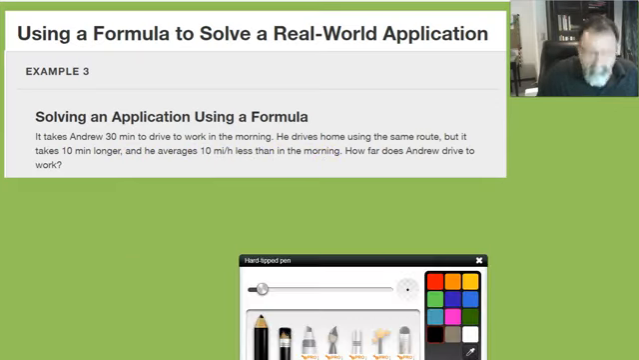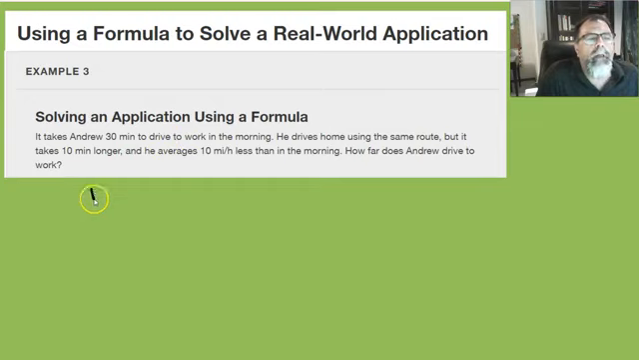All right, so the formula we're going to need for this one is, this is a distance problem, right? We're driving to work. So we have distance equals rate times time. Let's identify what we know here. It takes Andrew 30 minutes driving to work.